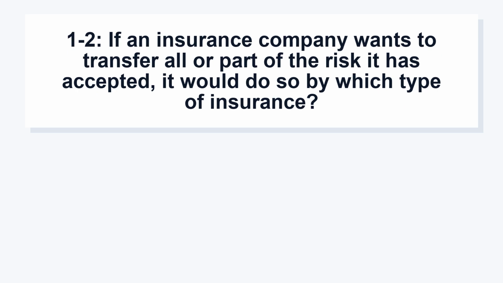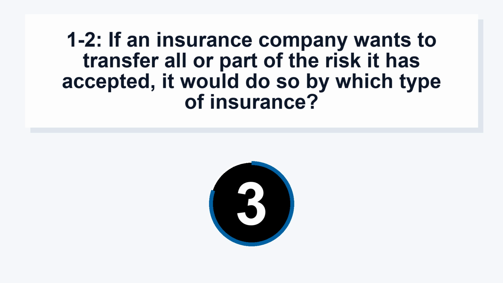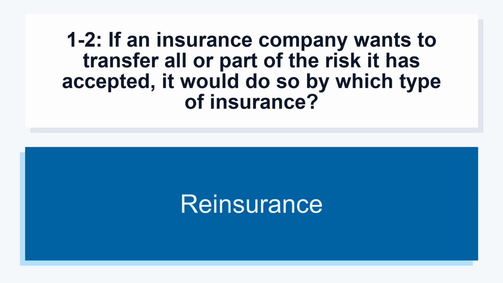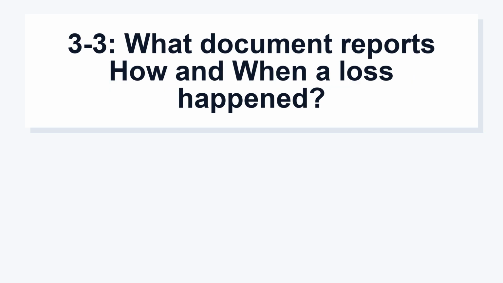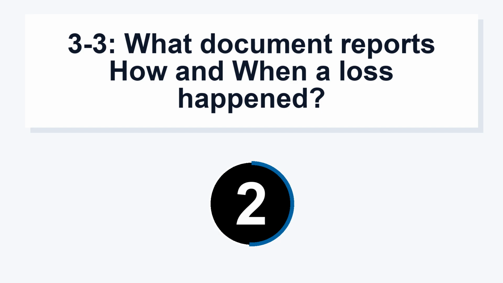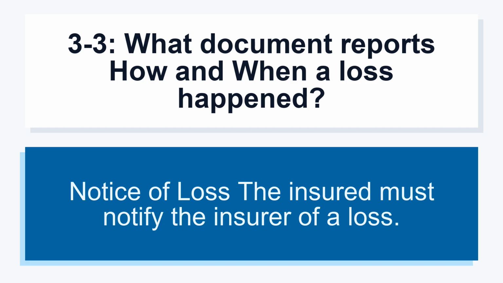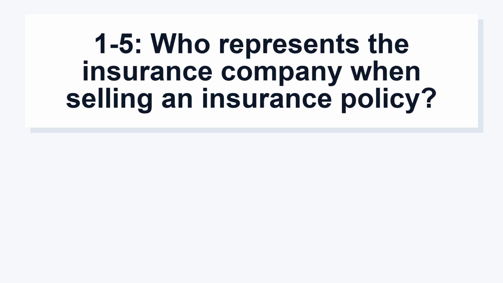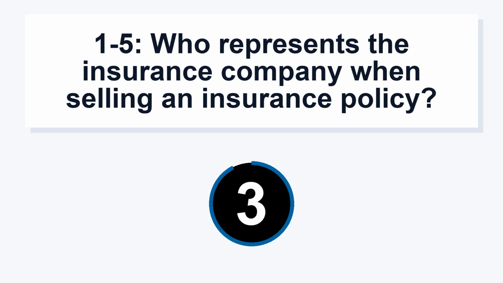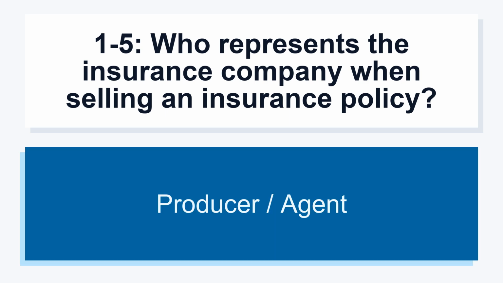If an insurance company wants to transfer all or part of the risk it has accepted, it would do so by which type of insurance? Reinsurance. What document reports how and when a loss happened? Notice of loss. The insured must notify the insurer of a loss. Who represents the insurance company when selling an insurance policy? Producer/agent.